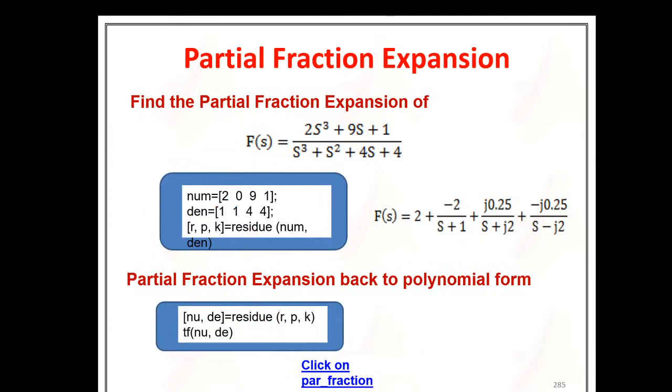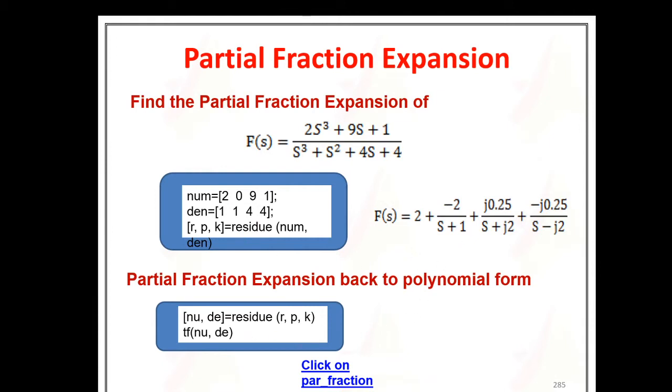Okay. So next one, the partial fraction expansion. Most of you come across how to find the partial fraction expansion of F of s. This is 2s cube plus 9s plus 1 divided by s cube plus s square plus 4s plus 4. So num, den, then the command I am giving is residue of num comma den. It is the RPK. You are getting the output like this.